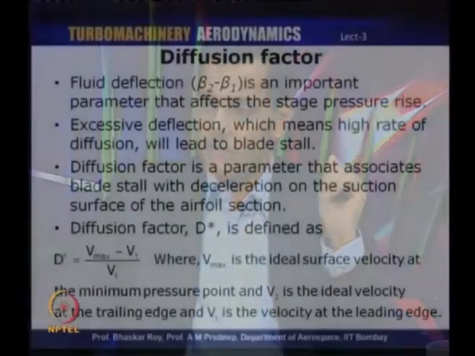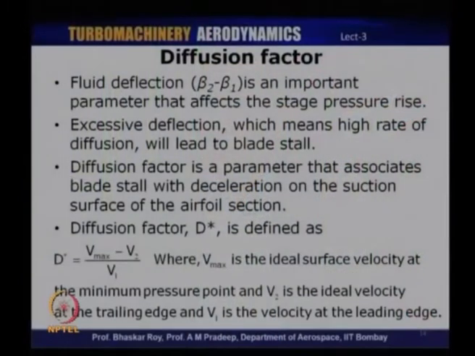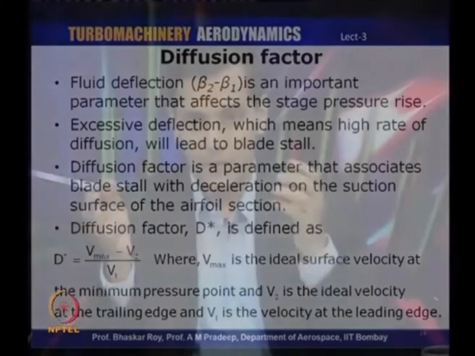Now, diffusion factor is basically looking at, as the name suggests, diffusion itself in the blade, and we have seen that the fluid deflection, that is the difference between beta 2 and beta 1, is a very important parameter which affects the stage pressure rise. So, it means that as we increase this deflection, as we increase beta 2 minus beta 1, we can get a substantially high amount of diffusion.